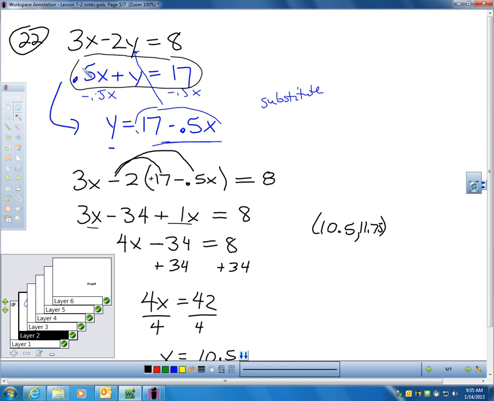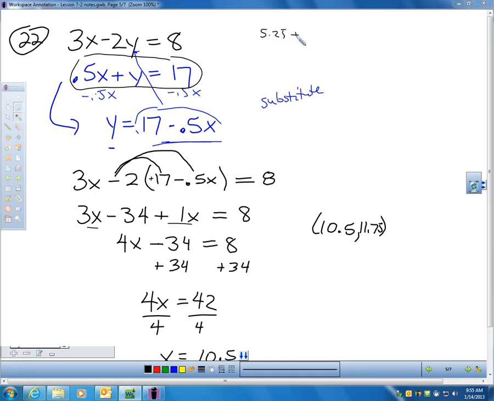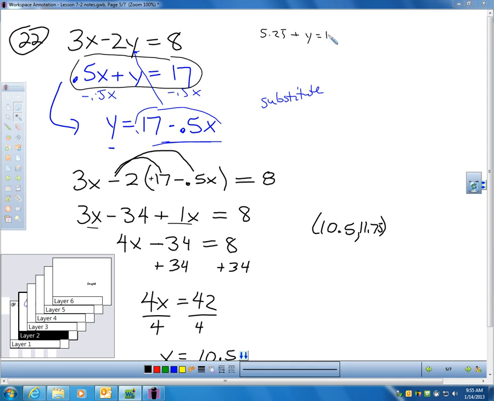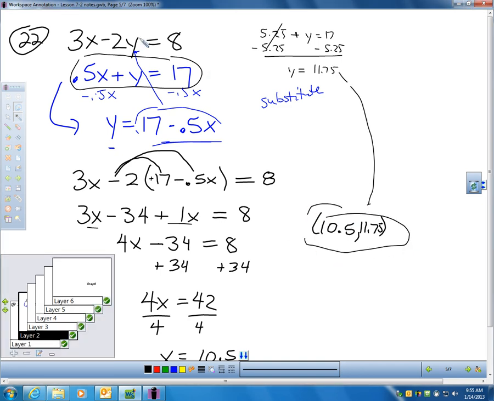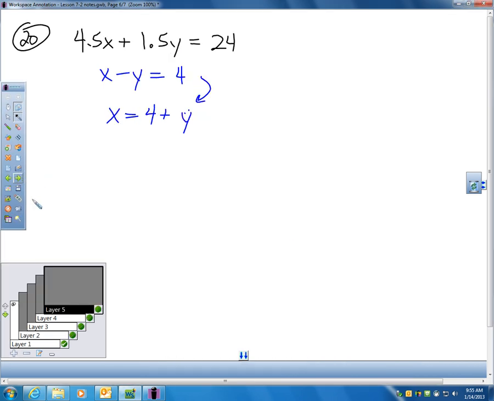So if I have 0.5 times 10 and a half, that's 5.25, plus the y equals 17. And if I take away 5.25 from each side, what I'm finding out is I'm getting y equals 11.75, which is where I got that. So there's my ordered pair. All I have to do is check. Let's do one last one here, or a couple last ones.